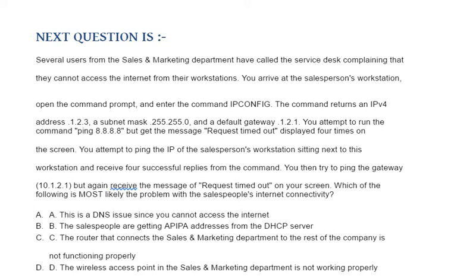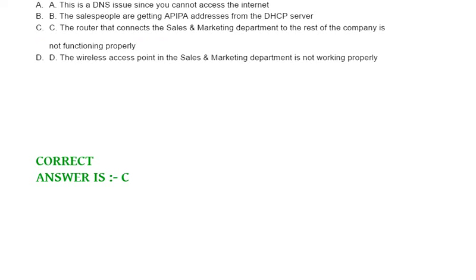Option A. This is a DNS issue since you cannot access the internet. Option B. The salespeople are getting APIPA addresses from the DHCP server. Option C. The router that connects the sales and marketing department to the rest of the company is not functioning properly. Option D. The wireless access point in the sales and marketing department is not working properly. Correct answer is option C.